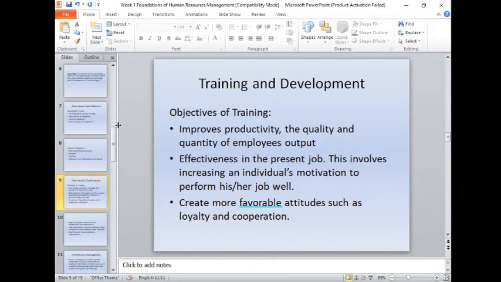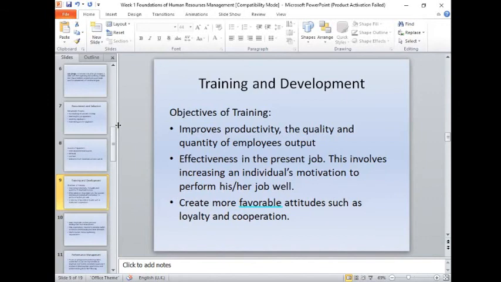Why? Because the objectives of the training are to improve the productivity, the quality, and the quantity of the employee's output, to update the skills needed for a job, and to increase the motivation of the people to perform the job, and to create more favorable attitudes, such as loyalty and cooperation inside the organization.